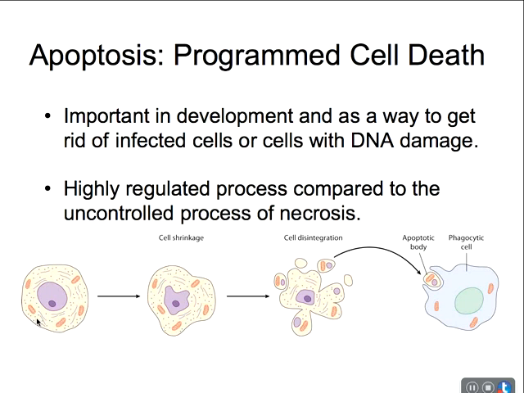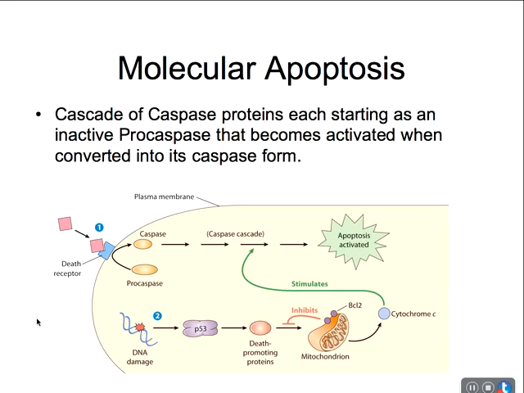Now the process of apoptosis, again highly regulated, is run by a group of proteins called the caspases. So here on a molecular scale, what's happening in apoptosis? It's a signal cascade. I feel like there's a common theme here. Everything's a signal cascade. That's what's happening here as well. There is a signal cascade that relies on these proteins called the caspases.